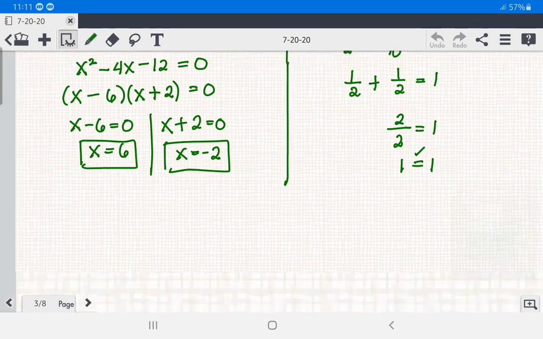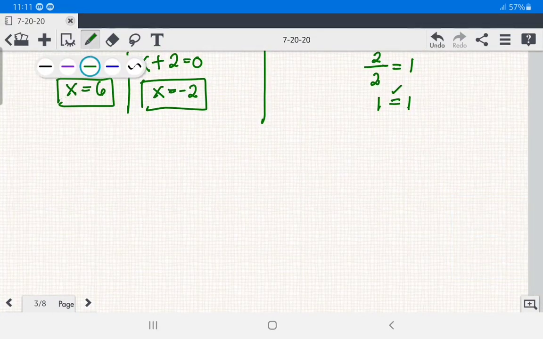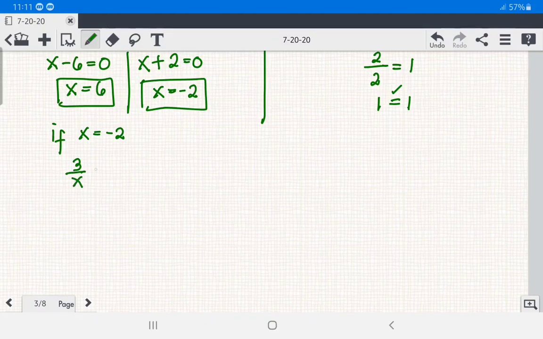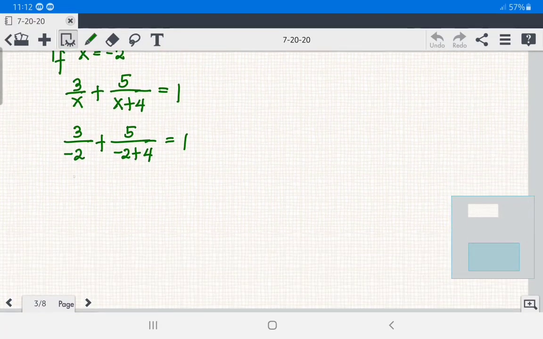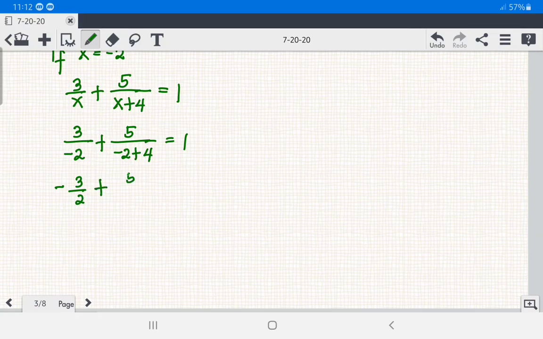Next, for the second value of x, if x is equal to negative 2, using the original equation, we have 3 over x plus 5 over x plus 4 equals 1. You substitute, we have 3 over negative 2 plus 5 over negative 2 plus 4 equals 1. Then we have here negative 3 over 2 plus 5 over negative 2 plus 4, we have 2, right?